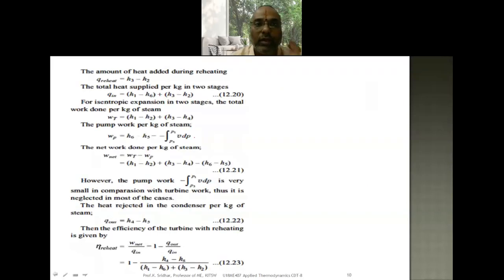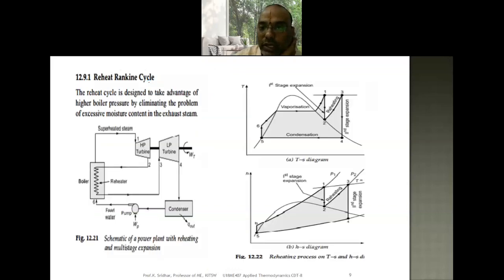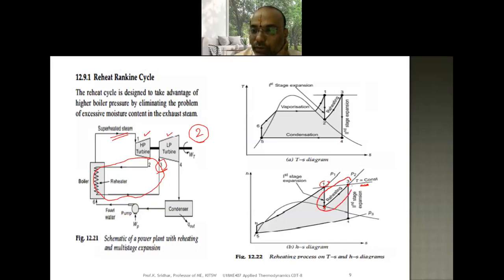Here, the amount of heat added during reheating, the reheat, is equal to H3 minus H2. Just go through the previous diagram here. How much heat is added? That is H3 minus H2. So this represents the reheating, that is H3 minus H2.